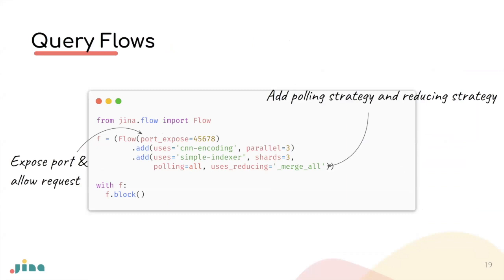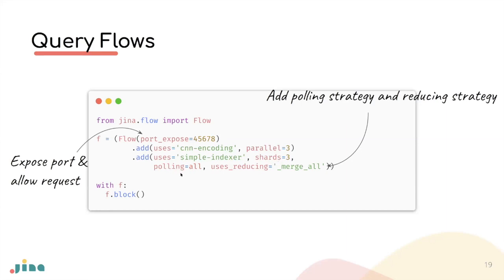We have the index flow built. What about query? As you can see in our hello world example, we have two phases. The first phase is indexing 50,000 images, computing the embeddings, and putting them into the database. The second phase is to query. How do we query from the stored data? Query is basically as simple as indexing. What you do here is expose your port to the outside, so that other people can use the REST API or gRPC protocol to access your flow. And then you make a little bit of change to the indexing part.